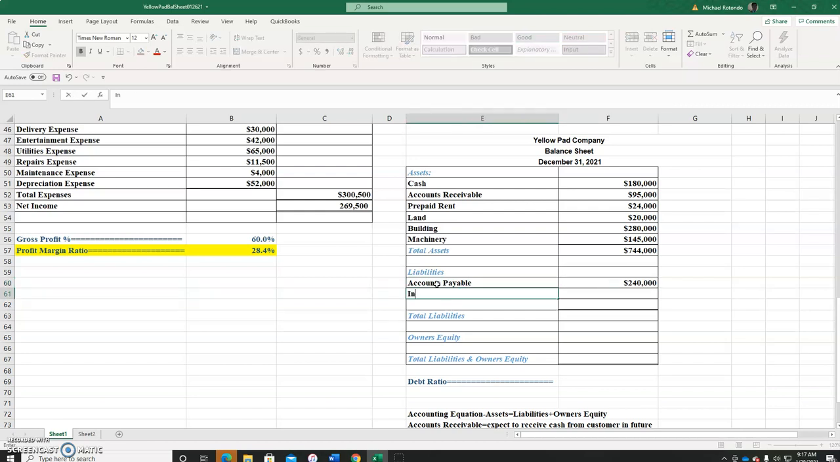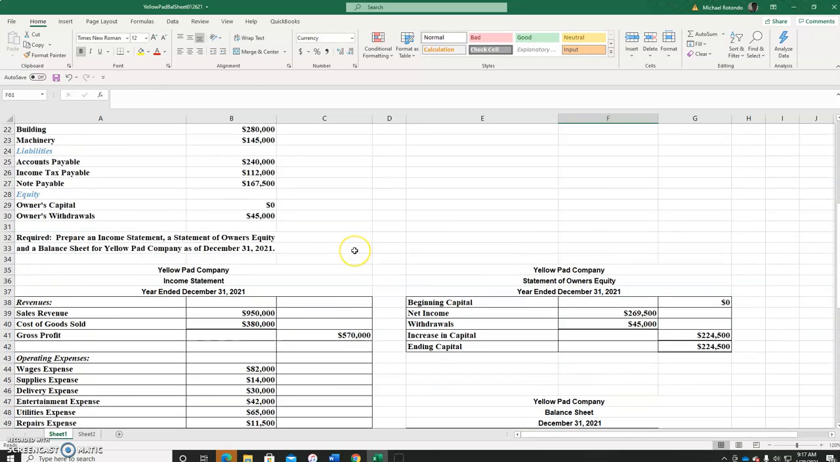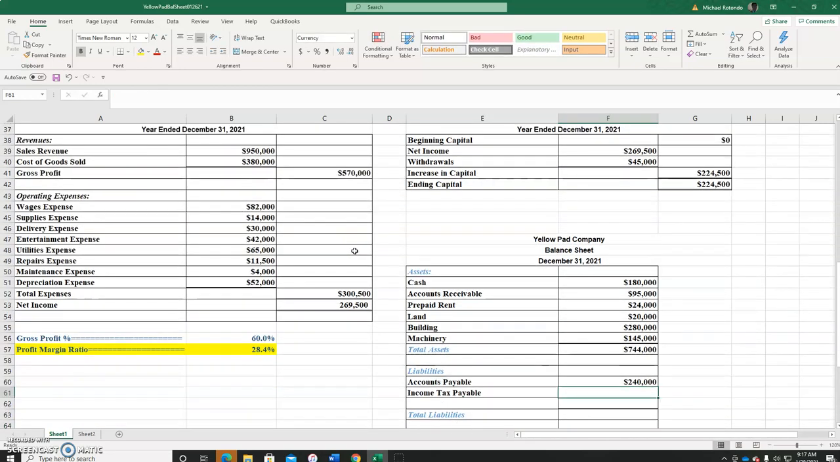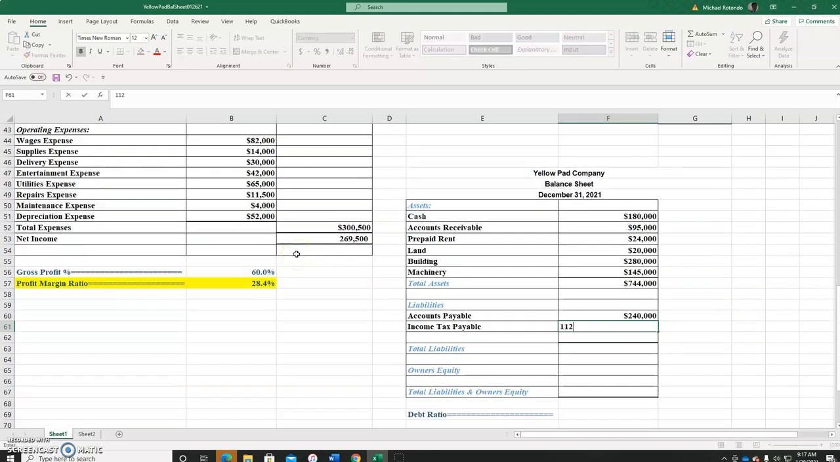Income tax payable of $112, I think it was. Yeah. And then we had a note payable, which is probably a longer term liability.